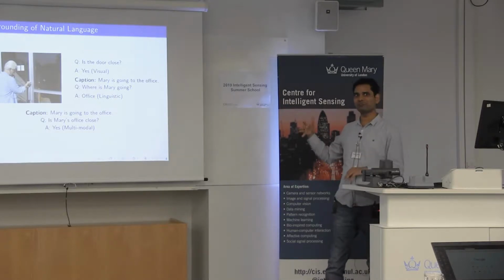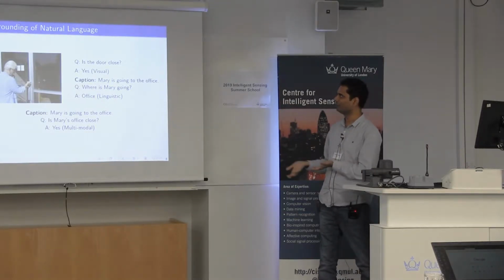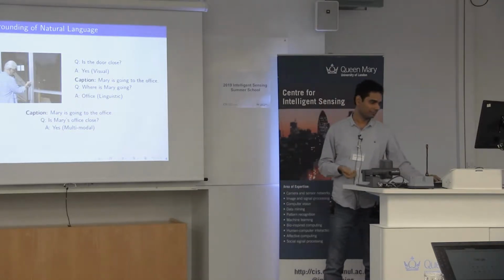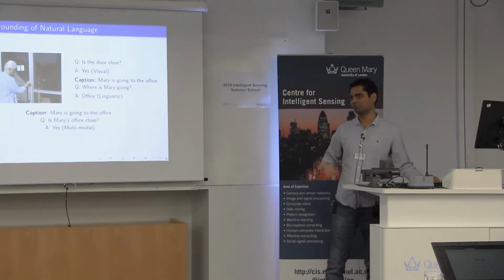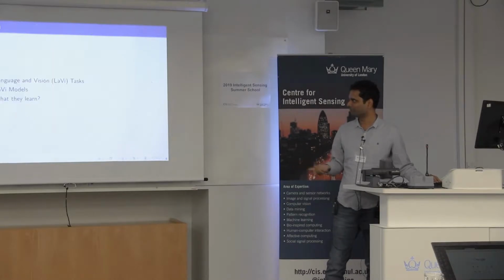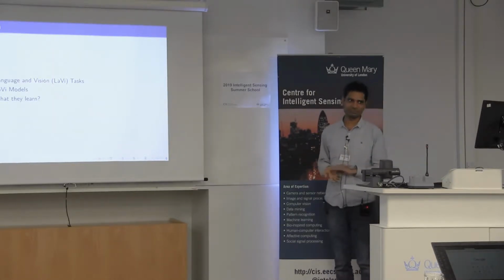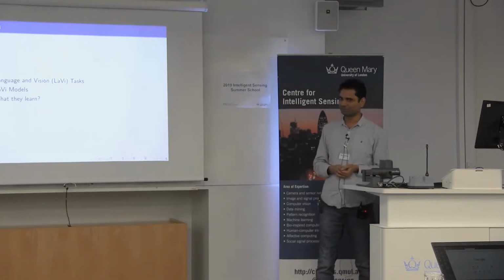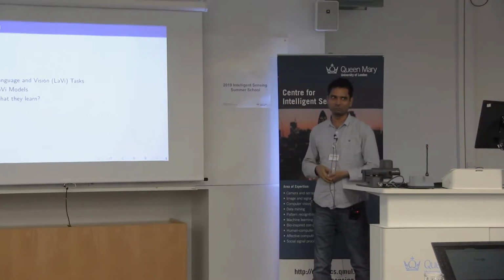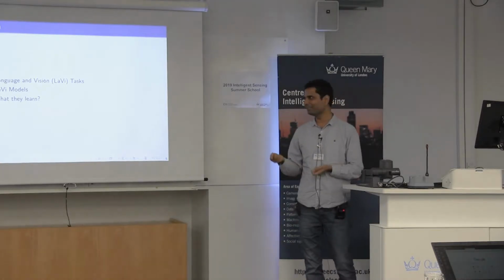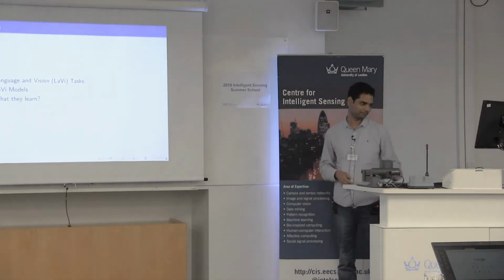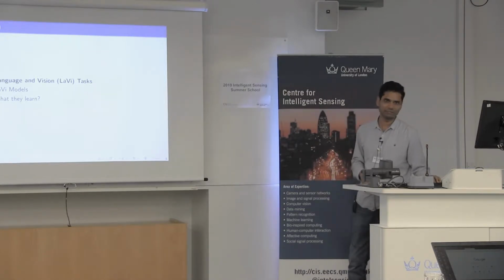To achieve this level of sophistication, lots of tasks have been proposed, and different models have been proposed to do them. In this talk, I will tell you about some of the language and vision tasks and some of the models to do those tasks, and in the end I will try to find out what those models are basically learning. Okay, so first let's look at the tasks.